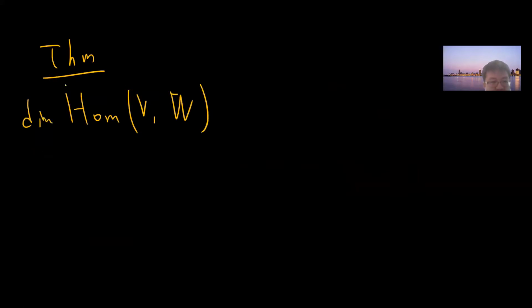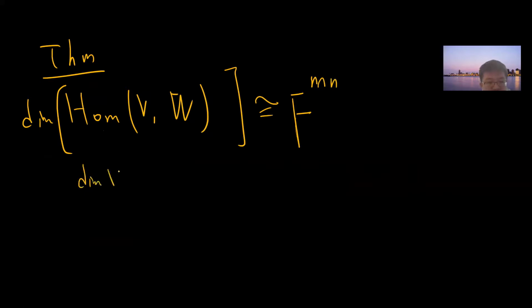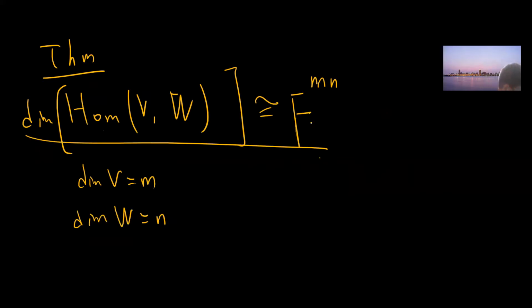So the next theorem is what people like to talk about: what is the dimension of this Hom(V, W)? Remember that I already proved in the previous video that any finite dimensional vector space over a field F is isomorphic to F to some dimension. So the result is basically m times n, where the dimension of V is m and the dimension of W is n. This is the main result that I want to prove.